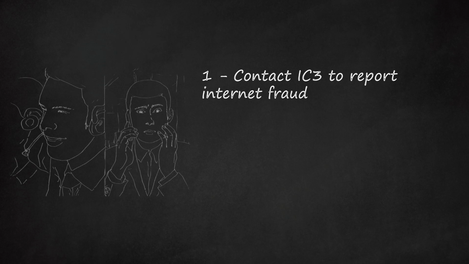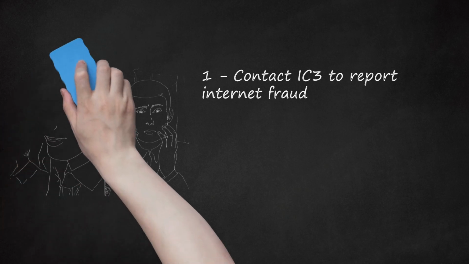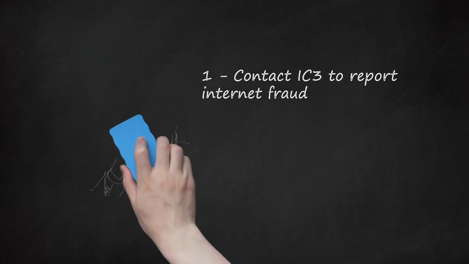Victim's name and contact information, address, email, telephone number. Specific details on how you were victimized. Financial transaction information, such as account information, amount of transaction, who the money was sent to. Other relevant information.